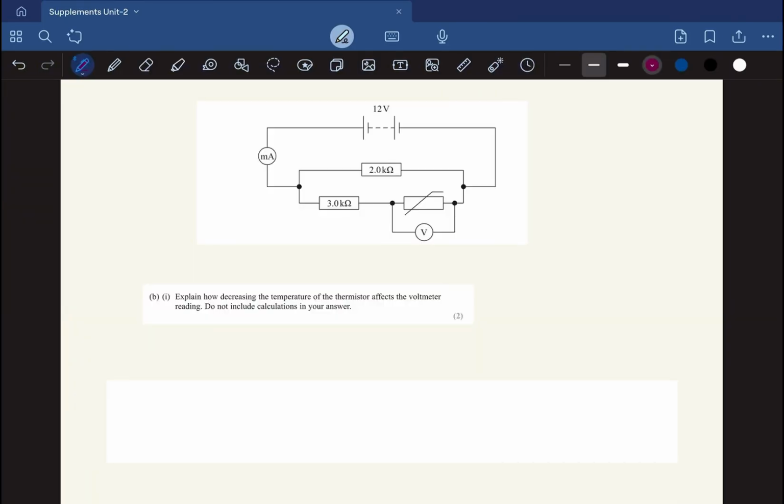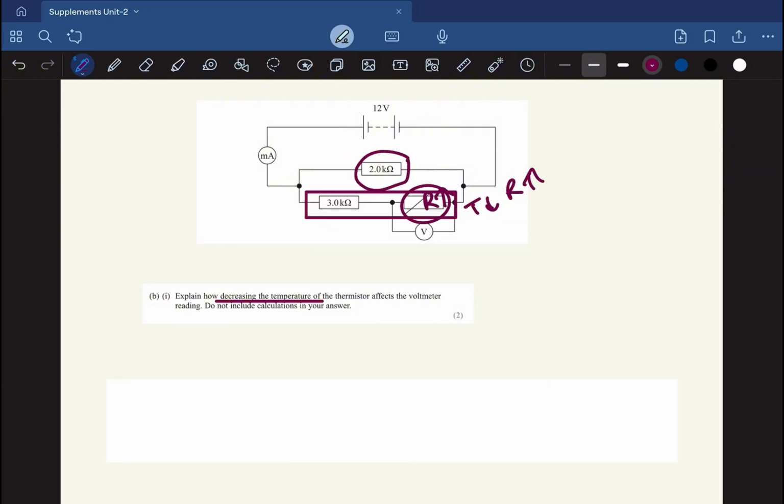Now let's have a look at this question. It says explain why decreasing the temperature of the thermistor affects the voltmeter reading. So you are going to decrease the temperature of the thermistor, and we know when you decrease the temperature of the thermistor, the resistance increases. Now if the resistance here increases, this is a series circuit, right? Both of them are in series, and they are in parallel with this 2 kilo ohm resistor. This whole series section is in parallel with this 2 kilo ohm resistor.